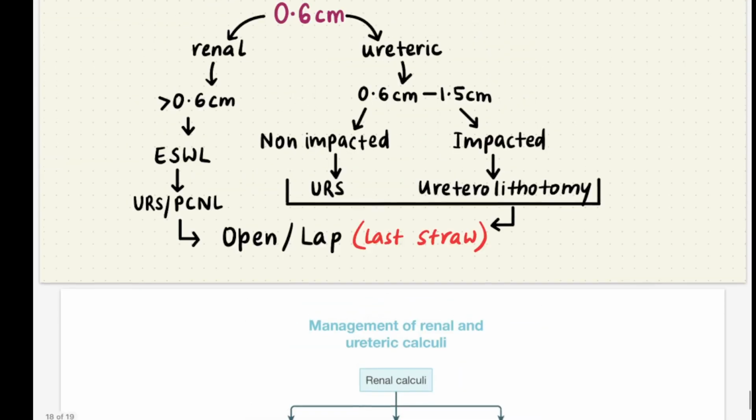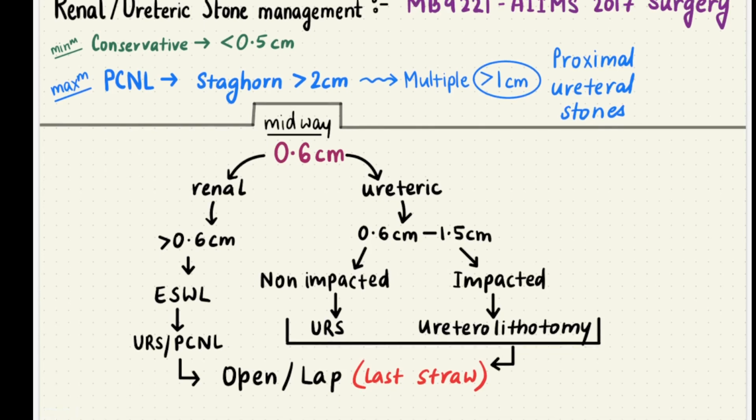That was obviously taken from Marrow. So I've basically put the MCQ ID here, that is MB9221, and it's from AIIMS 2017 surgery question. So if you see the minimum thing, whether it is renal or ureteric stone management, the minimum that you can do is a conservative management in case of less than 0.5 centimeters. So this stands true for both ureteric as well as renal stones.